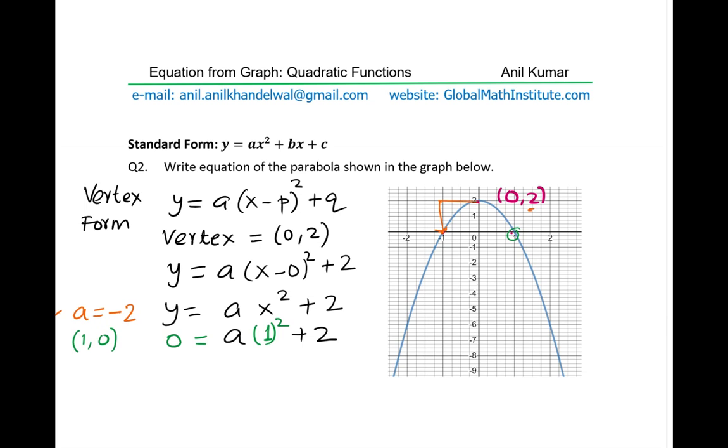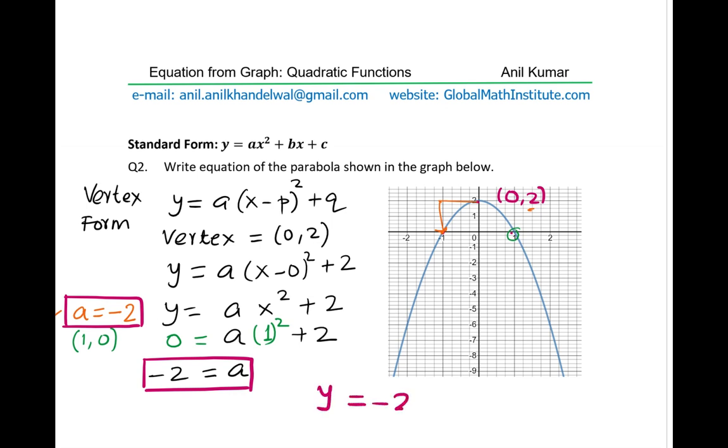So from here clearly, we can take 2 to the left side, so we get minus 2 equals a. So we get the value of a, which is exactly the same as what we had anticipated. Do you see that? So we could write the equation, substituting the value of a, as y equals minus 2x squared plus 2. That becomes the equation of this parabola in standard form.